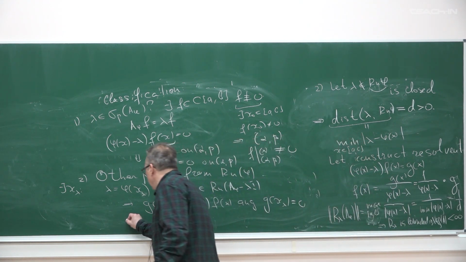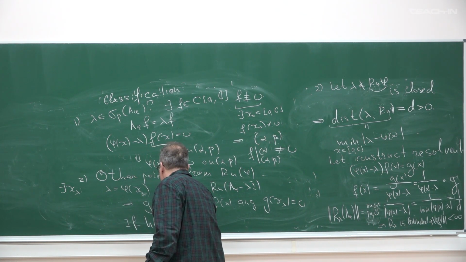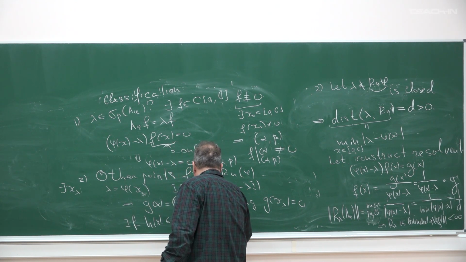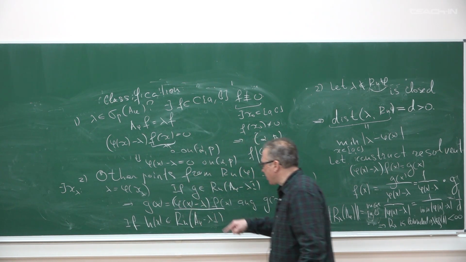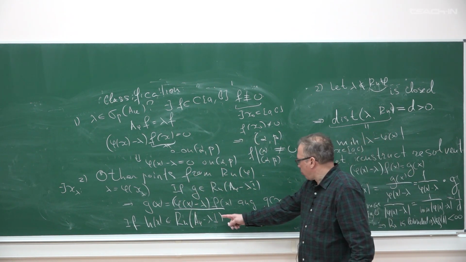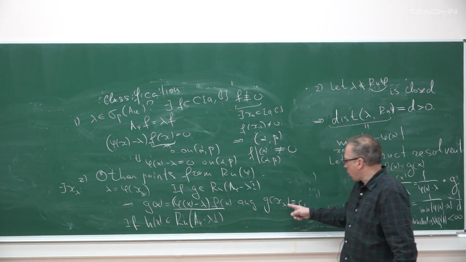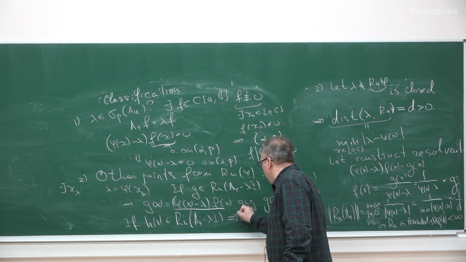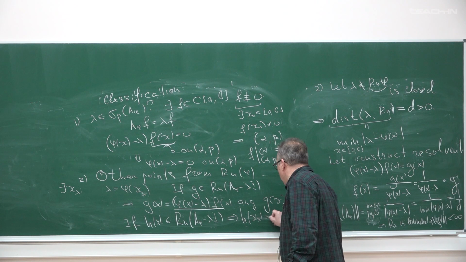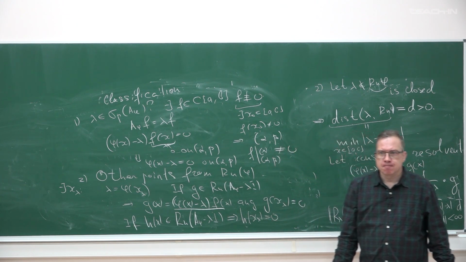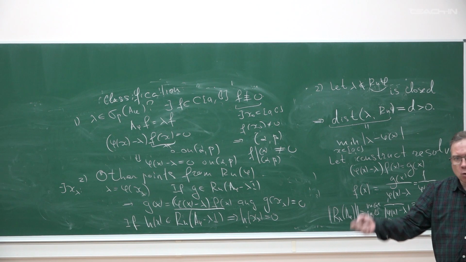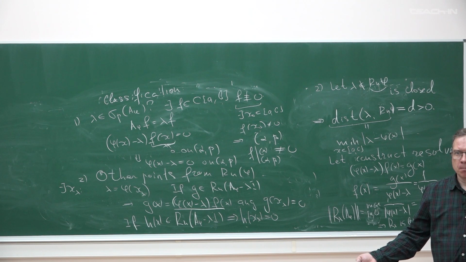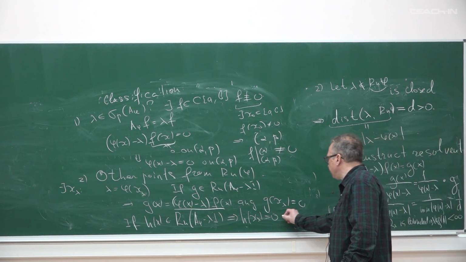So if function h lies in the closure of the range of the operator, and all points in the range have this property, so if you consider the closure, then again it is 0. So the closure of the range is not the whole space. By definition, it is a residual spectrum.